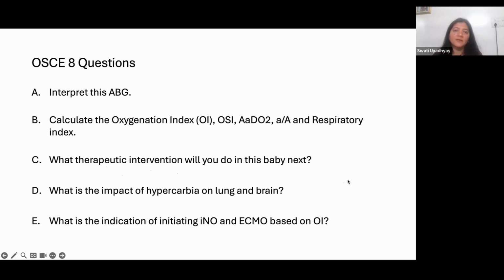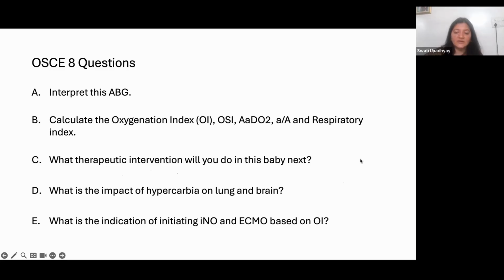So if we have two babies, both are saturating SpO2 100%, 100%, but one is on FiO2 of 21% and very low pressures, and other is on very high pressures, FiO2 100%. So there is a drastic difference between them. And the amount of work which we are doing to oxygenate the baby, that is actually reflected by these oxygen indices. So I think all of you have correctly mentioned the OI as 34 or 35.